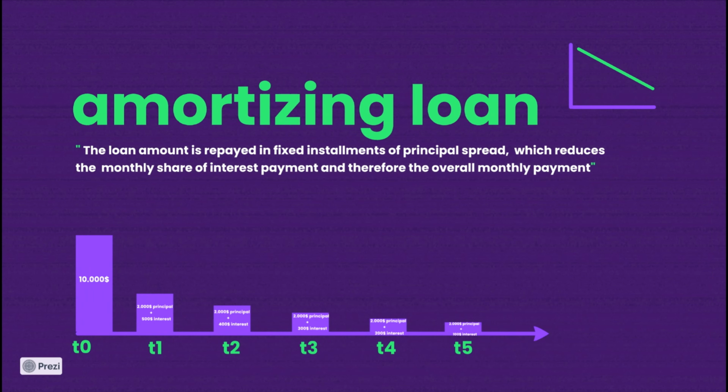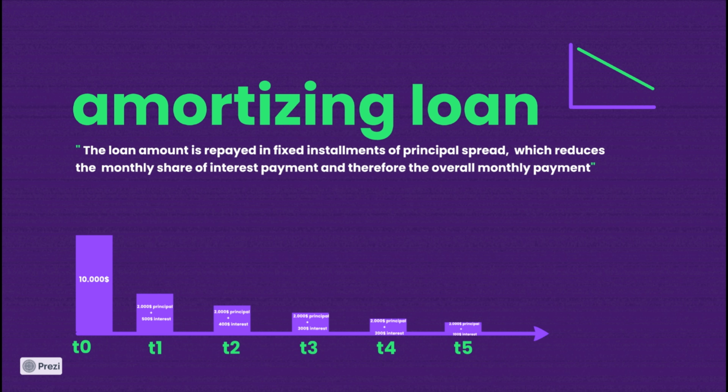Now let's move on to the amortizing loan. This type of loan works differently. Here, you repay the loan amount in fixed installments of principal spread over the term. This means you pay a fixed principal amount each month plus the interest. So we're dealing with a fixed monthly principal repayment and decreasing interest payments, which reduces the overall monthly installment.